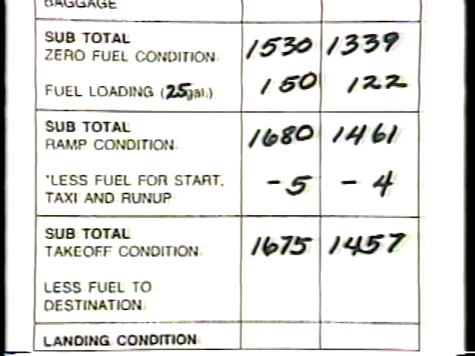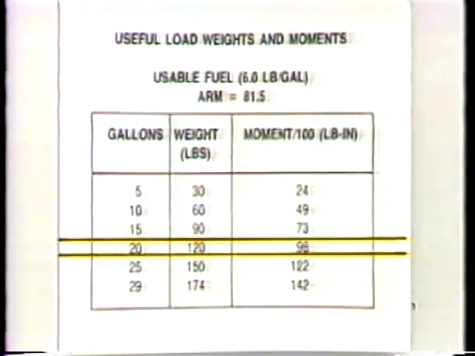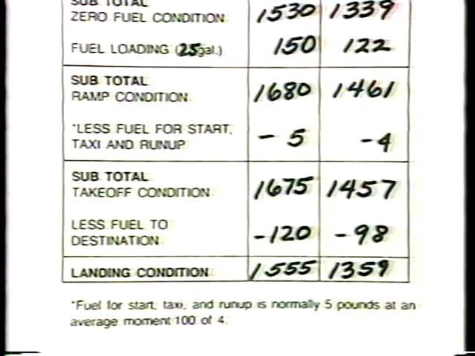Then, subtotal to find takeoff condition. Now assume you will burn 20 gallons or 120 pounds of fuel on your trip. The moment from the fuel table is 98. Both weight and moment are subtracted from the takeoff condition. This gives you the landing condition of 1,555 pounds, whose moment is 1,359.